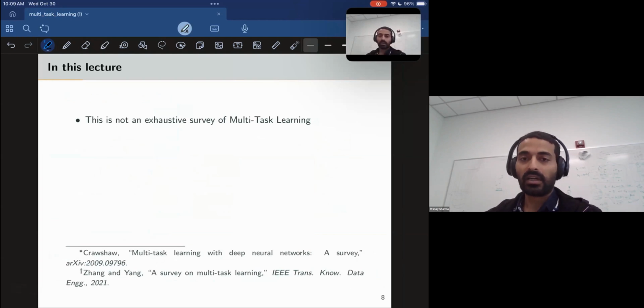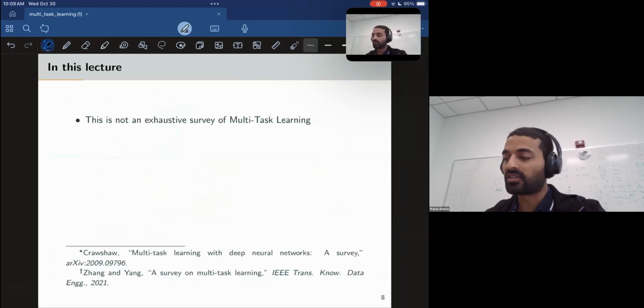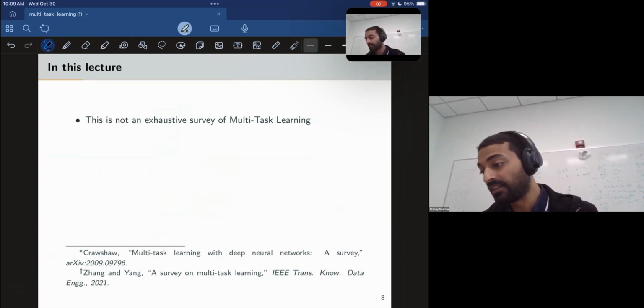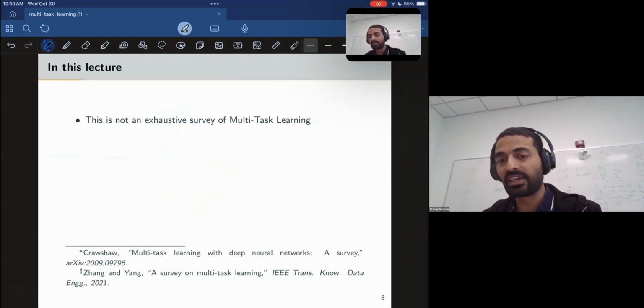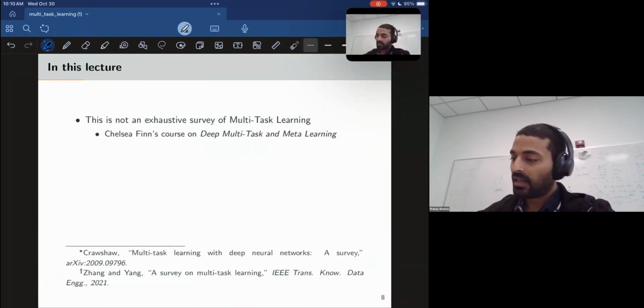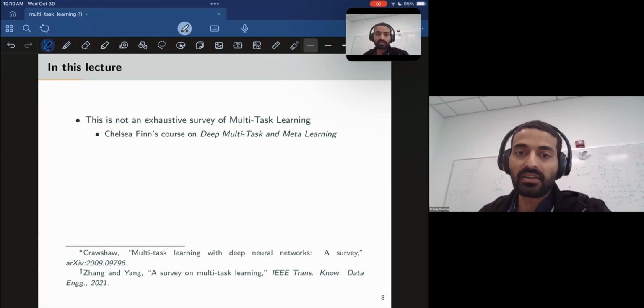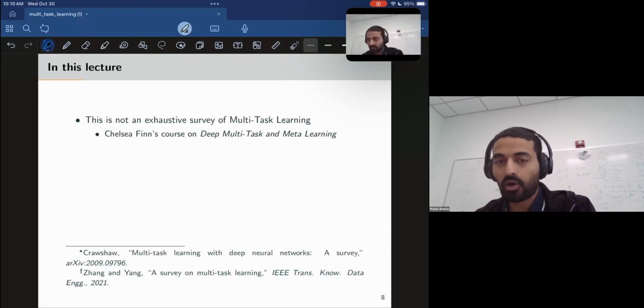So, a little detail about this lecture. This is in no way an exhaustive survey of multitask learning. Multitask learning has been studied very extensively, at least in the past 25 years or so, even more than that, probably. So we'll just look at some specific ideas from multitask learning. If you are interested in learning more, Chelsea Finn from Stanford has an excellent course on deep multitask and meta learning. I have borrowed some ideas from there. I would encourage you to check it out.